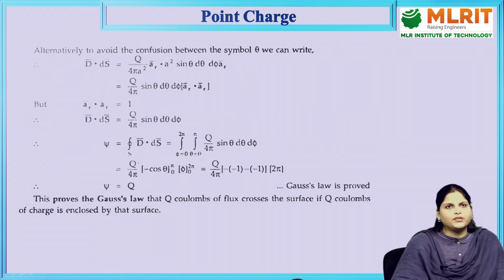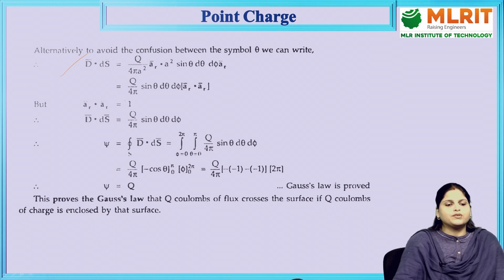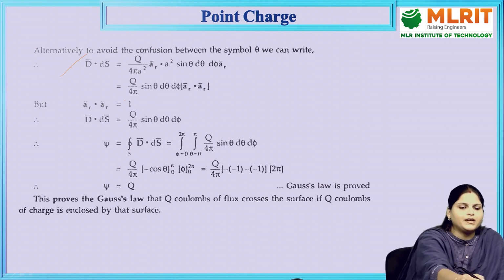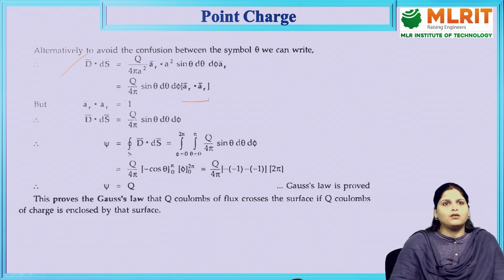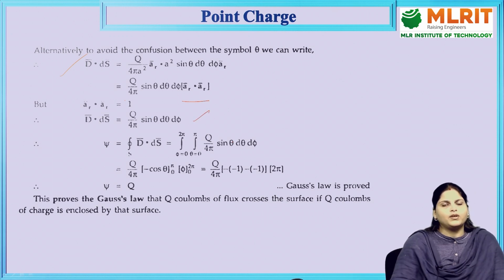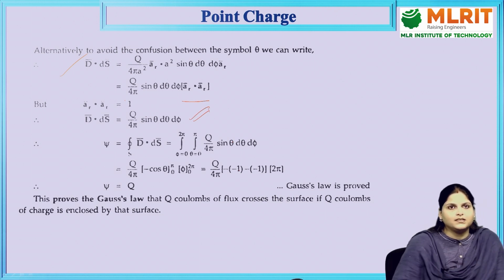One more way is there to avoid this confusion between the symbol theta. In place of that, we can directly write D dot dS is equal to Q upon 4 pi a square aR, which is the unit vector, dot a square sine theta d phi aR. Again when we simplify it, we take this aR together, aR dot aR becomes 1. Then we put it into the formula, and it becomes D dot dS is equal to Q upon 4 pi sine theta d phi.